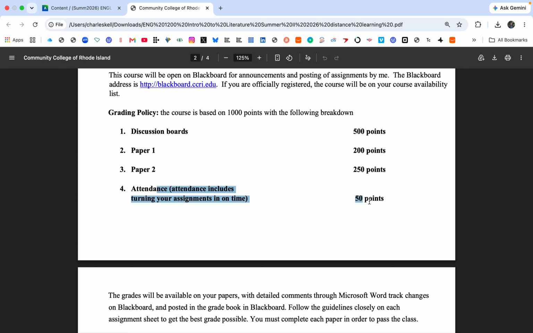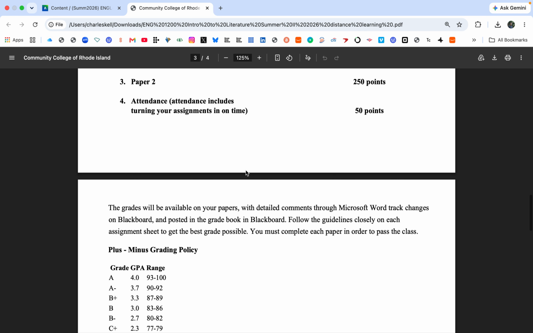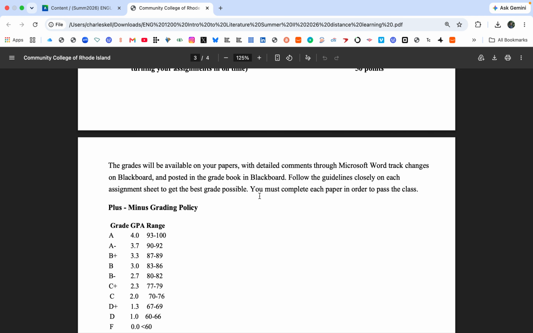And I threw in a little 50 points here, so if you turn your work in on time, you get this free 50 points. That's it. 5 discussion boards and 2 papers, that's the class. The grades will be available on your papers with detailed comments through Microsoft Word track changes on Blackboard and post in the grade book in Blackboard.